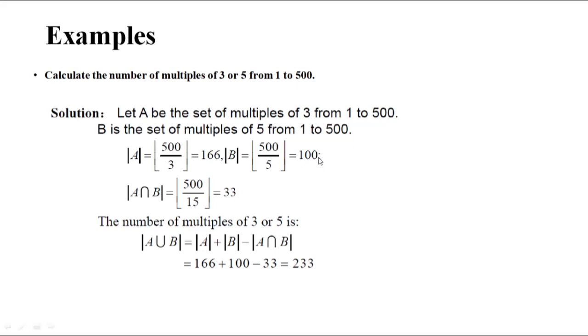Next, 500 by 5 is 100. So A intersection B is 500 by 15, that is 33. Now the number of multiples of 3 or 5, A union B, is equal to A plus B minus A intersection B. It will come up to 233. Right? This is the way of representing the elements.